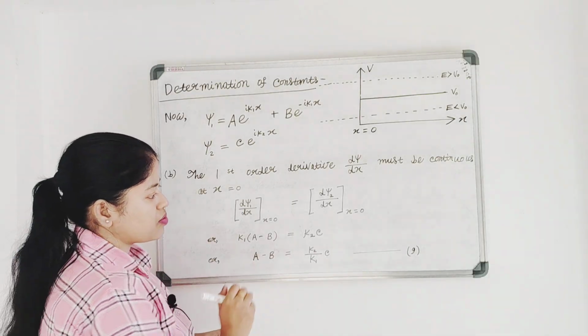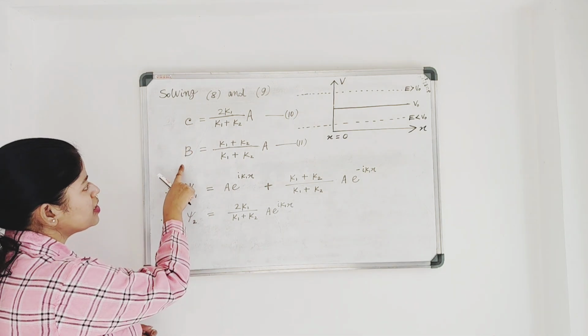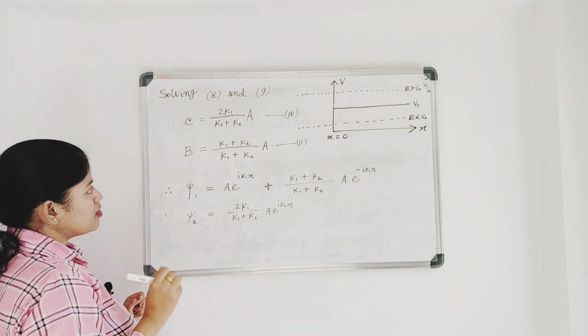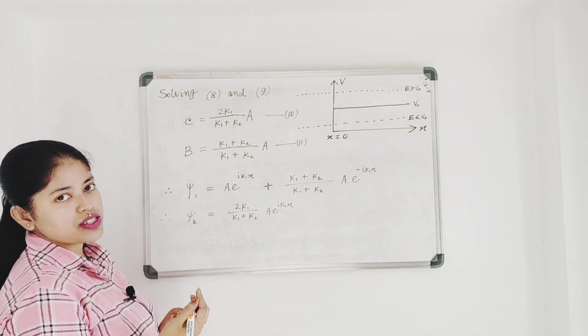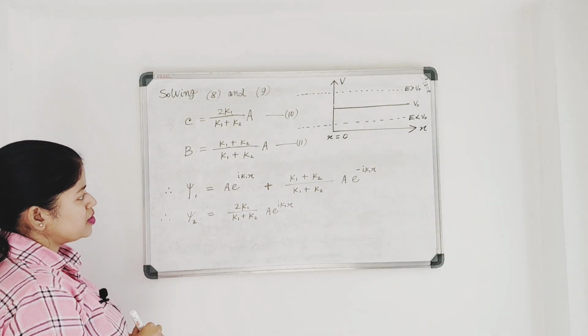We're going to name this as equation 9. By solving 8 and 9, we get the values of c and b in terms of a. If we put these values into the expression of psi 1 and psi 2, we get the expression of psi 1 and psi 2 in this form.